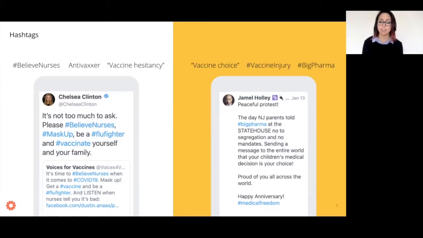And on the right-hand side, the tweet reads, "The day New Jersey parents told hashtag big pharma to refer to pharmaceutical companies at the State House, no to segregation and no mandates, sending a message to the entire world that your children's medical decision is your choice. Proud of you all across the world. Happy anniversary, hashtag medical freedom." And you can see how these words are completely different. They're talking about the same thing, but the tweet on the right is using words like big pharma, so talking about the pharmaceutical companies. It's talking about choice, about vaccines being a choice and the medical choice people have, and using the hashtag medical freedom, right?